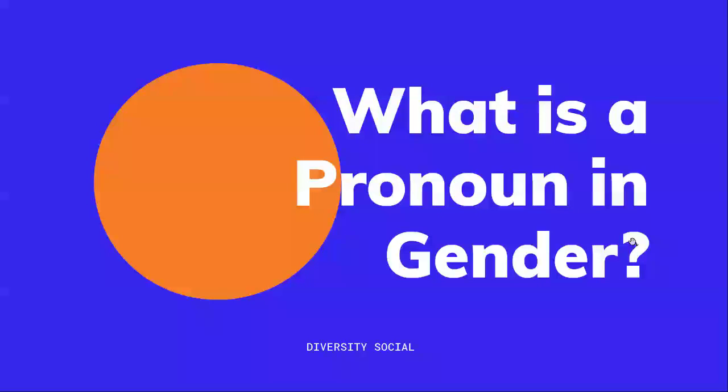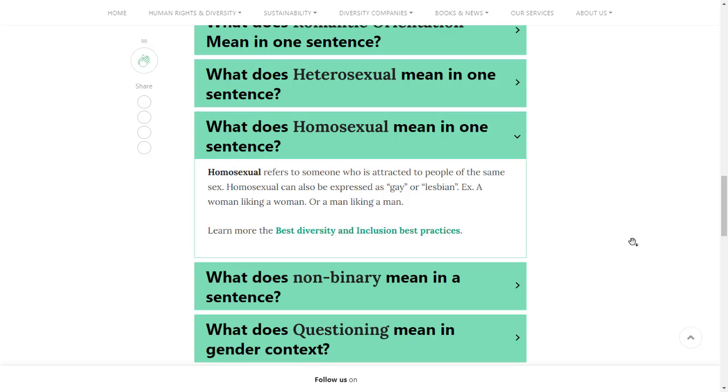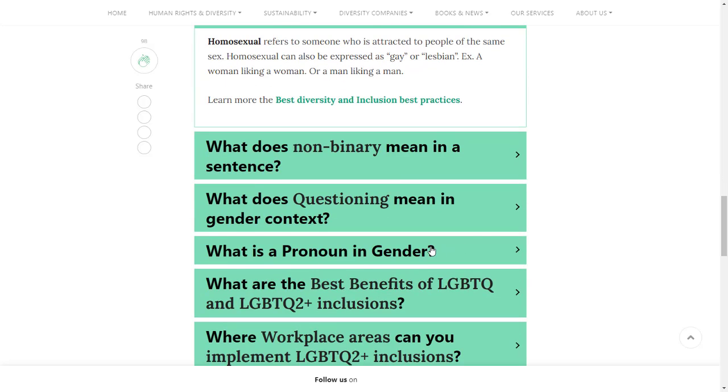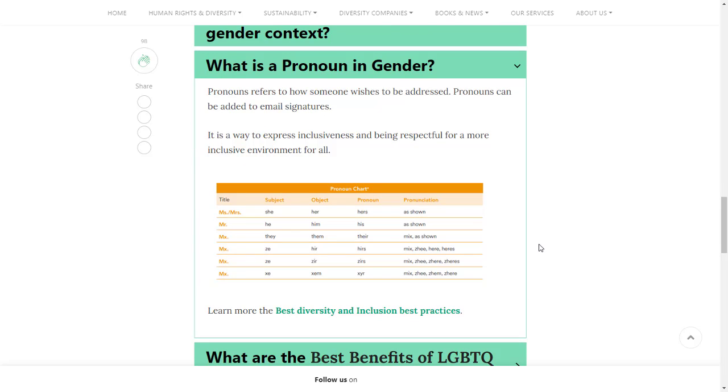What is a pronoun in gender? A pronoun refers to how someone wishes to be addressed. Pronouns can be added to an email signature or any signature. It is a way to express inclusiveness and being respectful for a more inclusive environment.